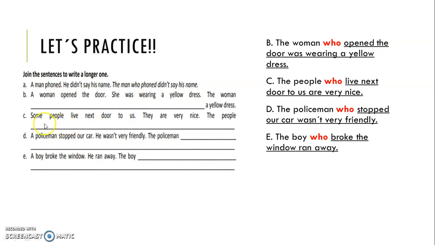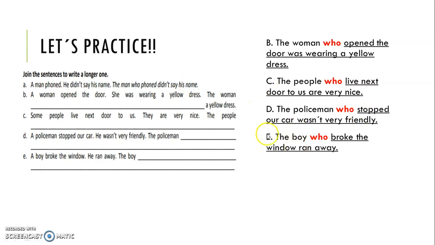Okay, the same for example with letter C. You are going to have the people who live next door to us are very nice. For example, here also we join these sentences. Check this out that we do it by adding a relative pronoun. The letter D, for example, it is going to be the policeman who stopped our car wasn't very friendly. The same. We are joining the sentences with a relative pronoun. In this case, who, because remember that we are talking about people. Actually, in all of them, we are talking about people.